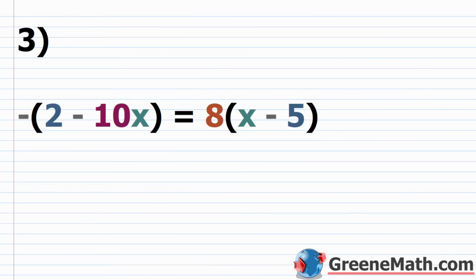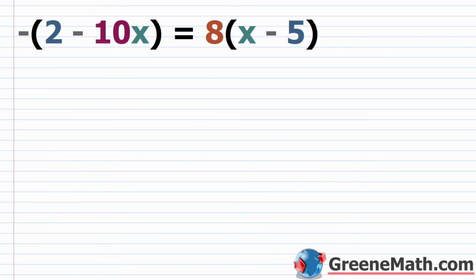All right, let's look at problem number 3. So here we have the negative of the quantity 2 minus 10x is equal to 8 times the quantity x minus 5. Let me slide down here a little bit. If you see a negative in front of parentheses, just treat it as if you had a negative 1 outside of there.